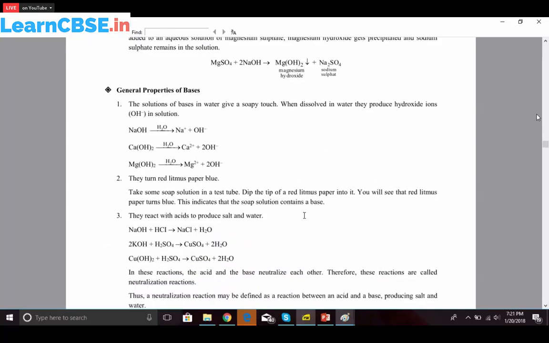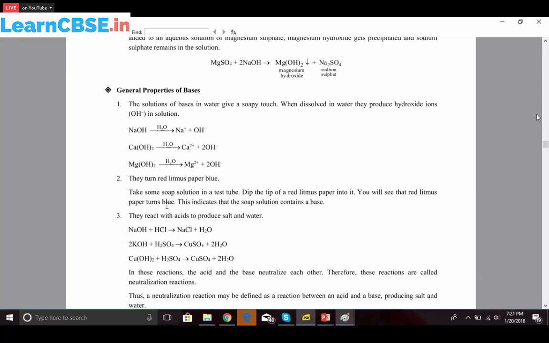Now, the general properties of the bases. Bases have a soapy touch. When we add water to a base, it splits up into ions and gives OH minus ions. So NaOH when dissolved in water gives Na+ plus OH minus. Ca(OH)2 in water gives Ca2+ plus 2 OH minus. Magnesium hydroxide in water gives Mg2+ plus 2 OH minus.